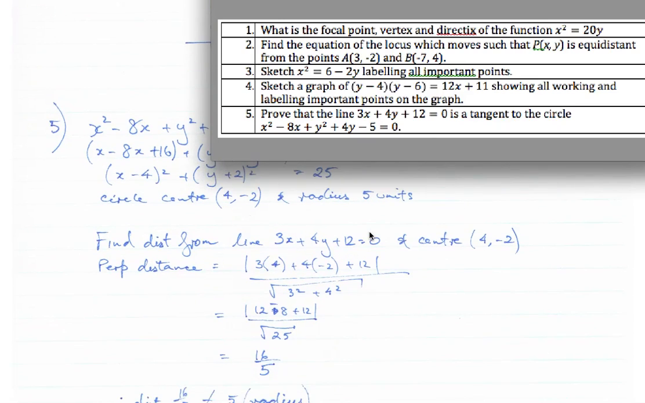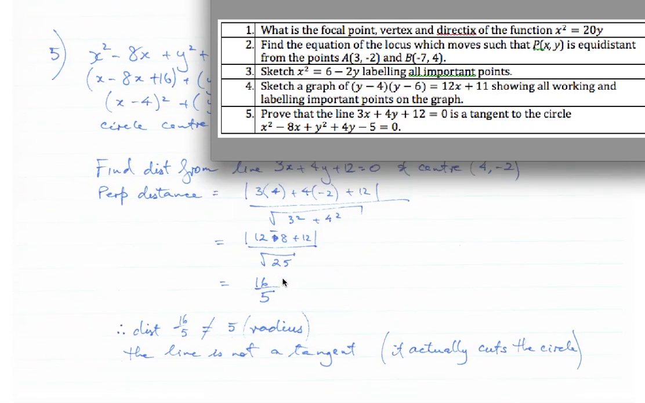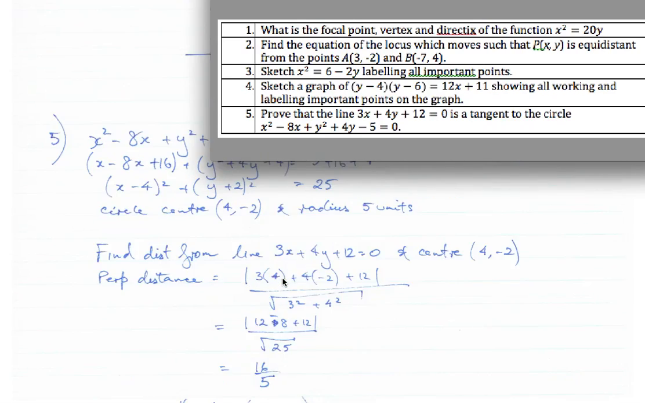And now what I'm looking for, and this isn't really a locus question, is to find the perpendicular distance from that line to the center. And what we're looking for is that if the perpendicular distance was equal to 5, then that's the radius, so this line will be touching the circle. It's not, it's actually less than 5. And so, because the distance from the center is less than 5, this line actually cuts the circle. You're not asked to sketch this thing.